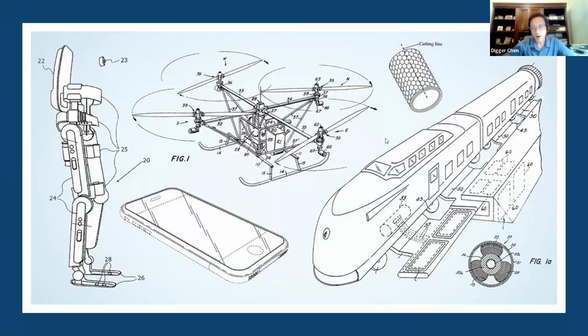So there are a lot of great patents. These are just some examples: magnetic train, or robots, iPhone, this kind of flying machine. There are many, many great patents in the history of science and technology.